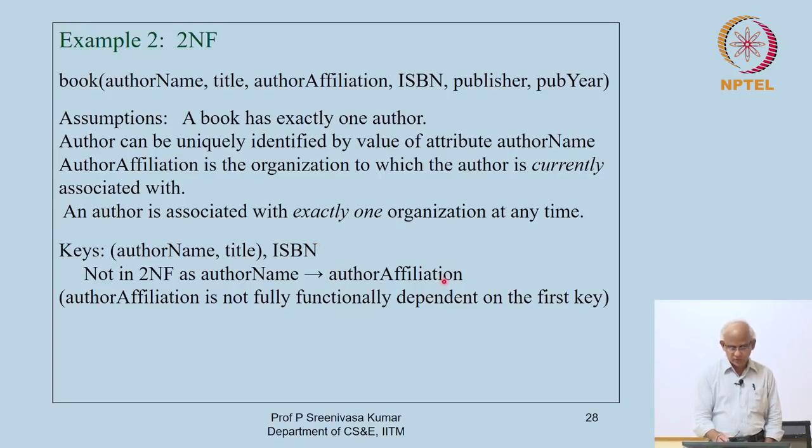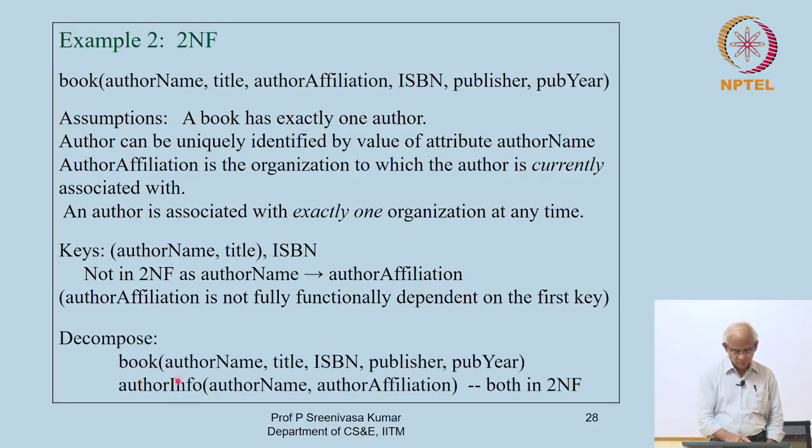So, this author affiliation is an attribute that is dependent only on author. It does not matter how many books you may write, the affiliation is dependent on the author. And so, this is the attribute that is not fully functionally dependent on the first key. So, again there is a violation of second normal form here, and what we say is that we decompose and get rid of this author affiliation and put it in a new relation.